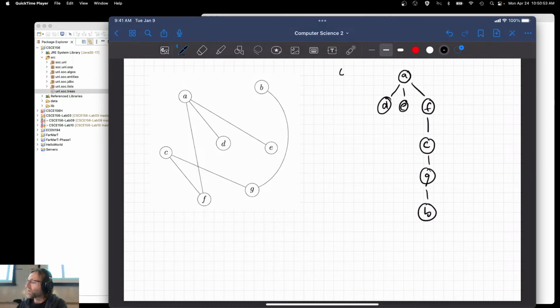Up here we've got the top of the tree, and down here we've got the bottom. In computer science, our trees grow downward. This thing up here is called the root. Any vertex that doesn't have any descendant nodes is going to be called a leaf. This is also a leaf.